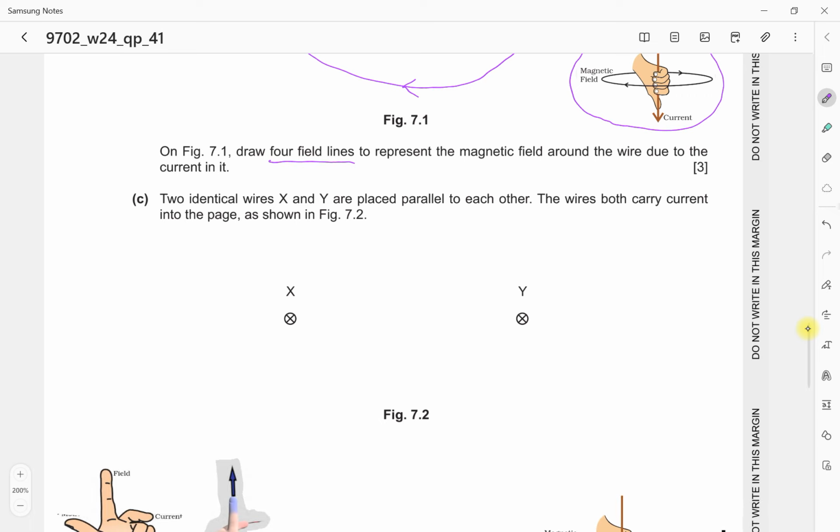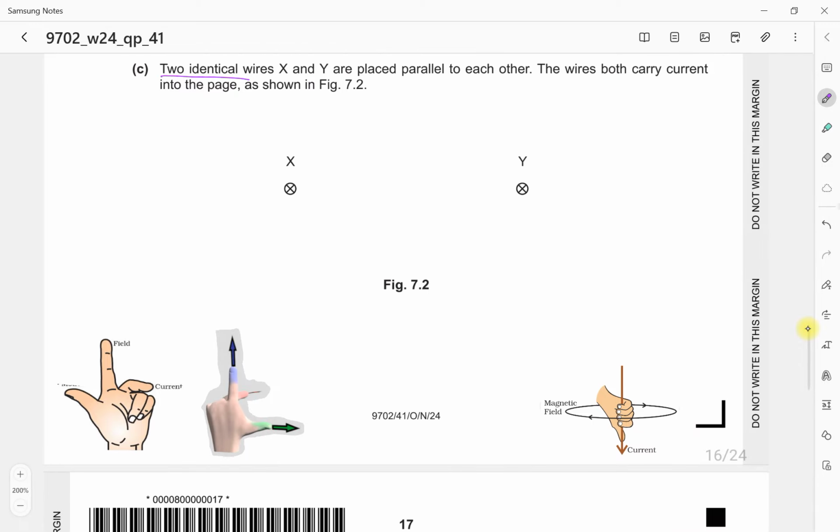Then two identical wires, X and Y, are placed parallel to each other. They are identical. The wires both carry current into the page, as shown in the figure.